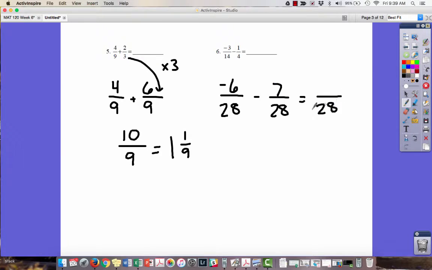Then once you have that, the bottom number stays the same. So now I've got negative 6 minus 7. Well, it's going down further. So you get negative 6 and you're going down 7 more. So really you're at negative 13.